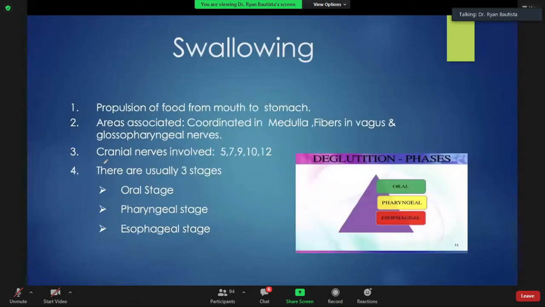Okay? So swallowing. Please remember, it is the propulsion of food from the mouth to the stomach. Areas associated are the medulla, fibers of your vagus, and glossopharyngeal nerve. Cranial nerves involved in your swallowing are cranial nerves 5, 7, 9, 10, and 12. Please remember that. There are three phases or stages in your swallowing. You have an oral stage, pharyngeal stage, and esophageal stage.